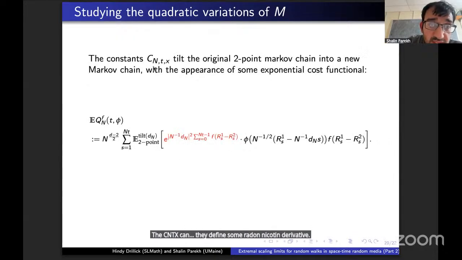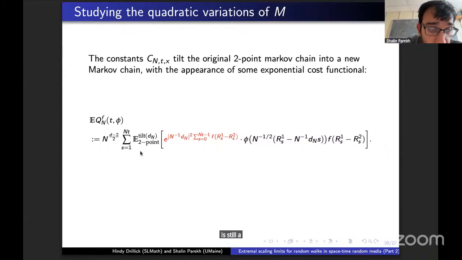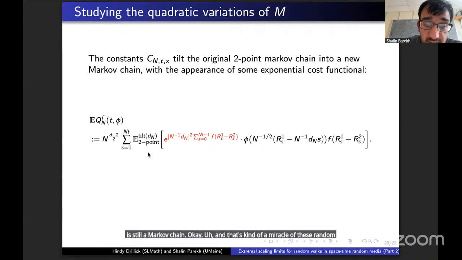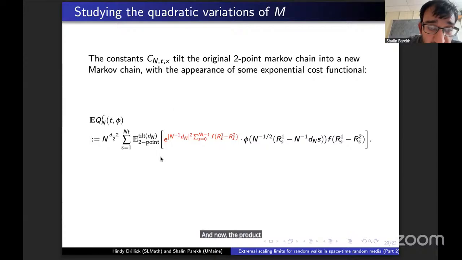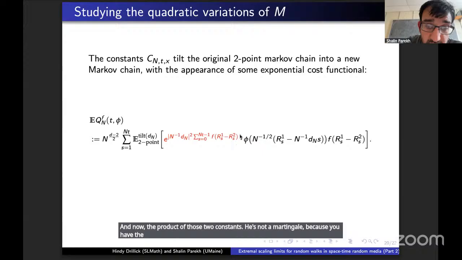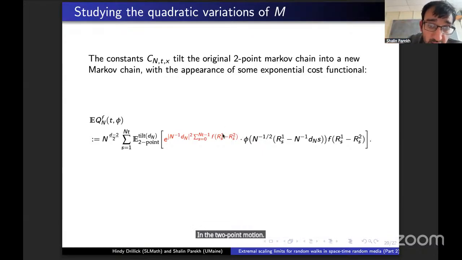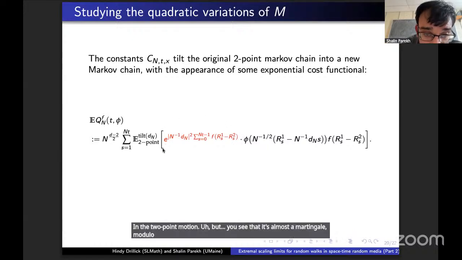And now when you tilt, the key observation is that the tilted process is still a Markov chain. And that's kind of a miracle of these random walk in random environment models. Now the product of those two constants is not a martingale because you have the interaction of the two coordinates in the two-point motion, but you see that it's almost a martingale modulo this cost functional that you get.